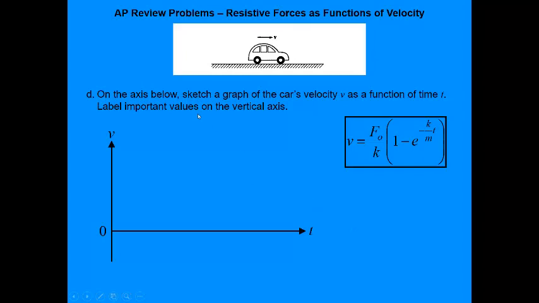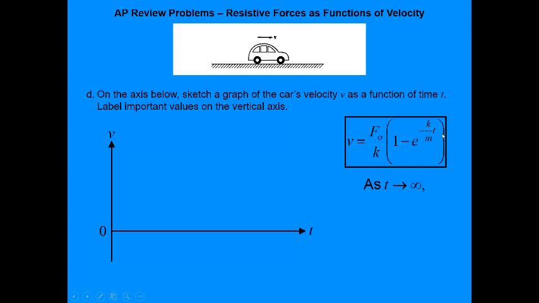Now, the other point you're going to get here is for labeling important values. There's an asymptote on this function. And I know I always say that weirdly, but deal with it, people. And we need to figure out where that is. And we can do that by looking at this function and evaluating it as the time approaches infinity. Okay? So as time approaches infinity, what's going to happen to this function?